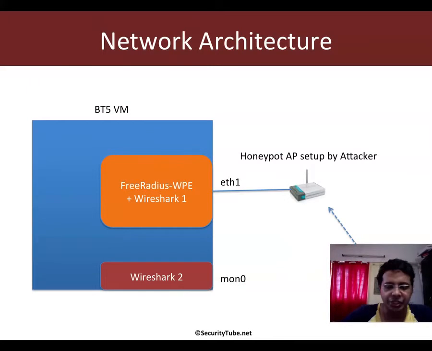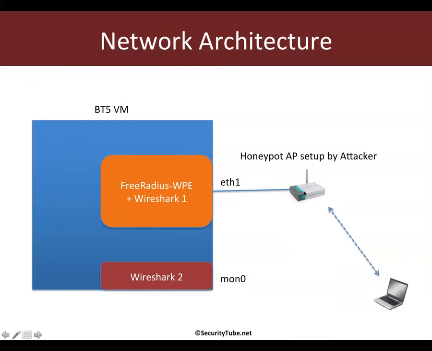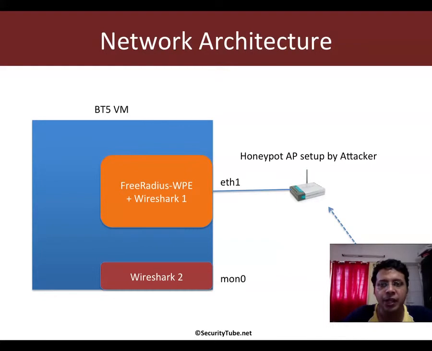So what is the network architecture? We have a honeypot, for which we are using a legitimate access point. Unfortunately, Airbase-ng does not provide a way by which you can directly specify a Radius server. A workaround is to use the HostAP drivers. I may create a video later on how you can do it with that. But for this setup, we are bringing up our honeypot access point, which is our real access point, and that is connected to our BackTrack VM over an Ethernet connection. On this interface, we have FreeRADIUS-WPE running, and we also have a wireless interface through which we are monitoring the traffic going over the air between the client and the access point.